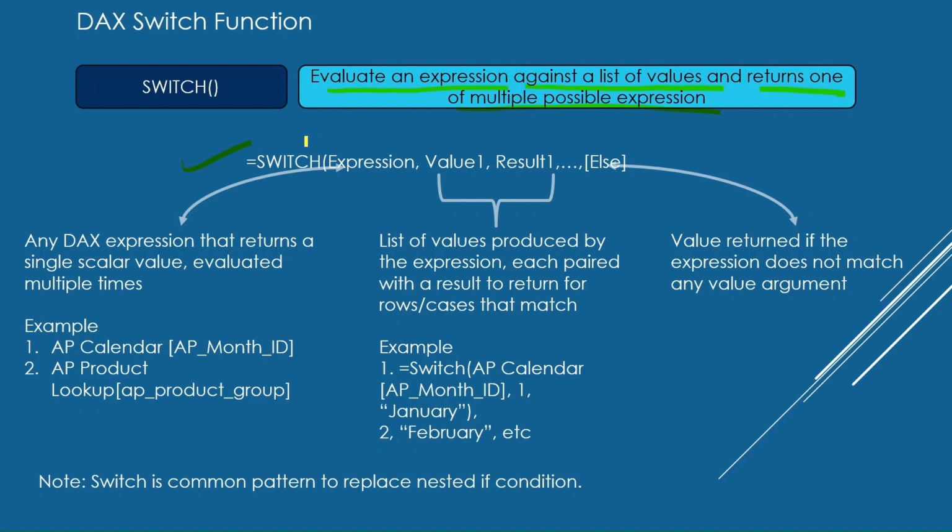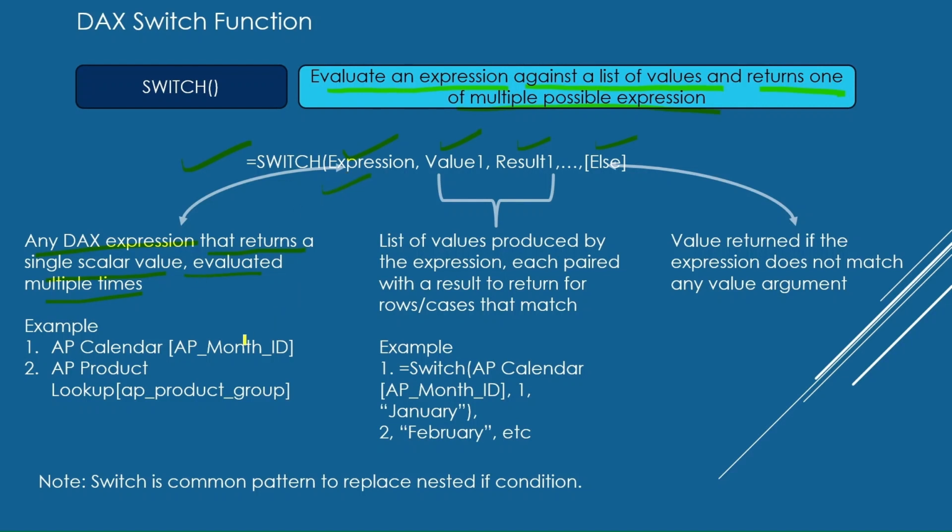Let's discuss the signature. This is the signature. Here this is the expression, this is the value 1, this is the result 1, and this is the else condition. The expression is any DAX expression. Here we can put any kind of DAX expression that returns a single scalar value, evaluated multiple times.